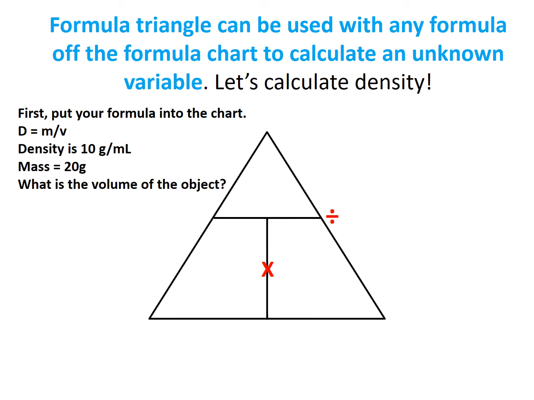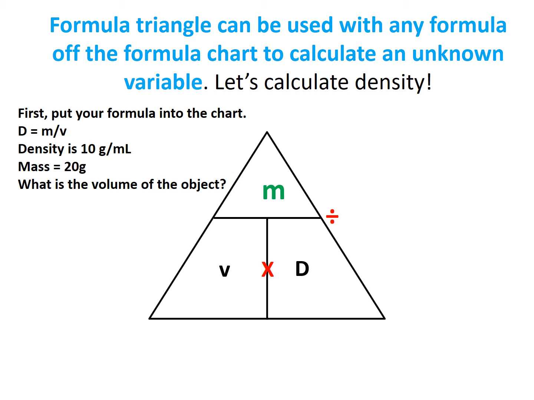Alright, so let's try some density calculations. So first we're going to put our formula into the chart, because density, if you looked at your STAAR chart that I gave you, that's attached to these lessons, density is equal to mass divided by volume. So in our formula we have division, so we need to put mass at the top of the triangle, because between the top and the bottom portions we always divide, and then our volume would go on one side, and then the remaining variable of the equation, which is density, would go in the remaining triangle portion.